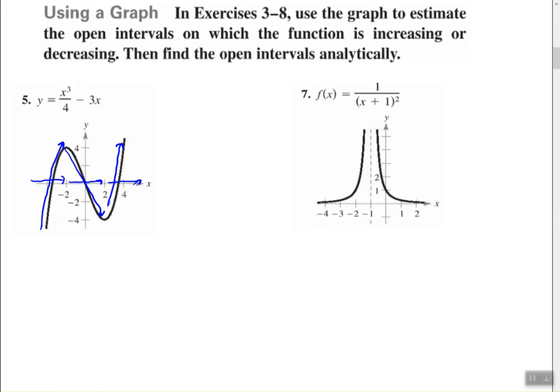Okay, so let's look at number 7 graphically, and then we'll come back to number 5 and do it analytically. From negative infinity to negative 1, the function is increasing. And then from negative 1 to infinity, the function is decreasing.